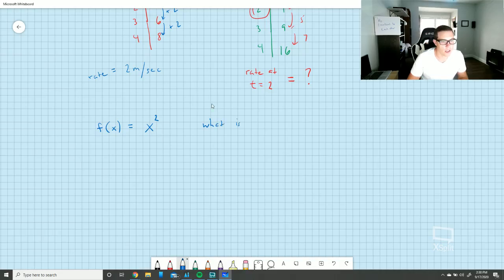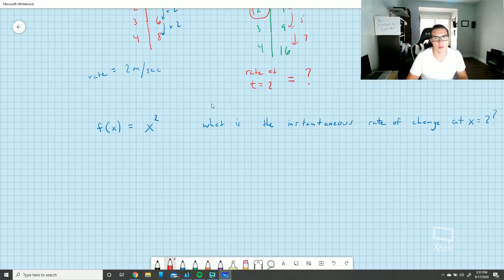What is the, and then I'm going to use this word, instantaneous rate of change at x equals 2. Instantaneous rate of change at x equals 2.